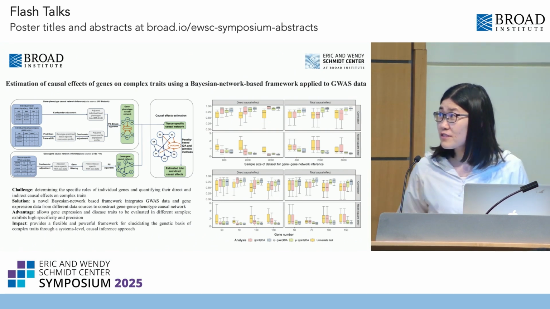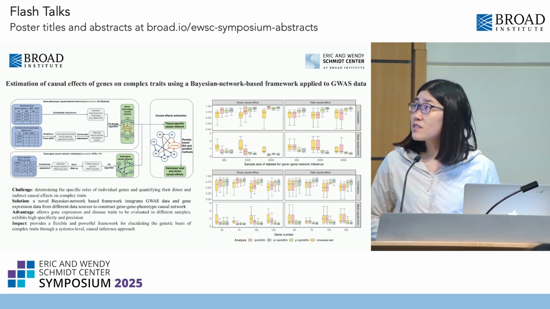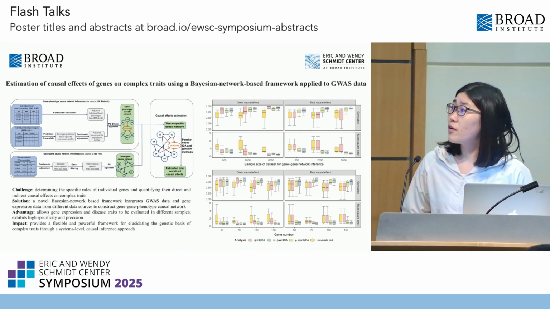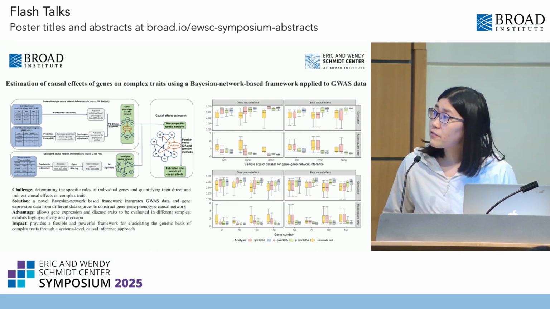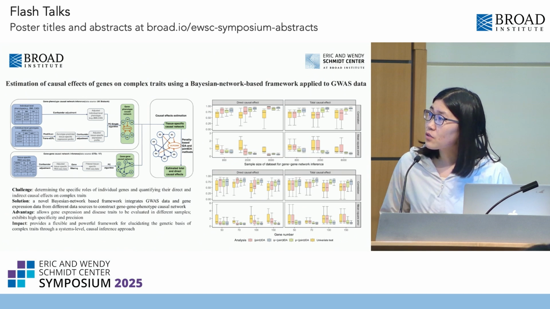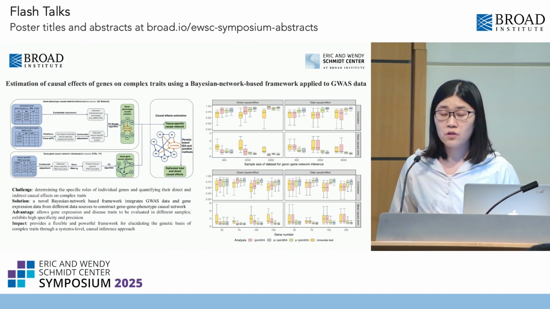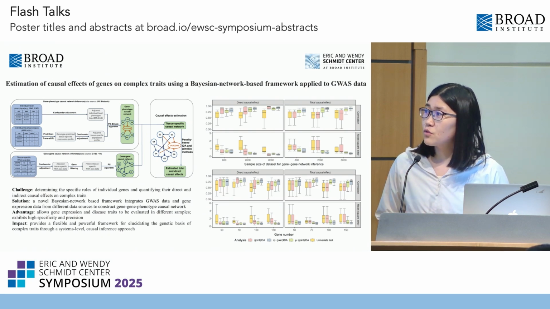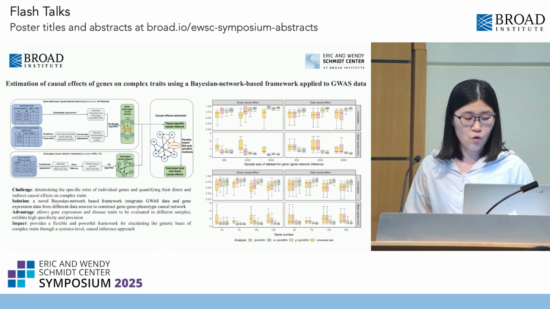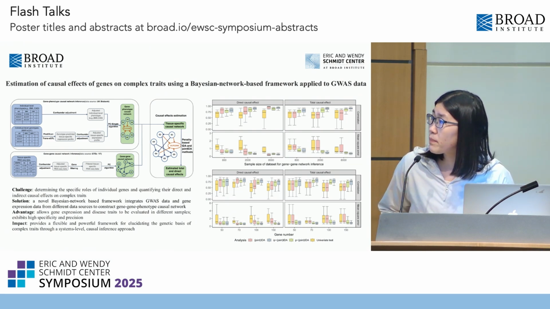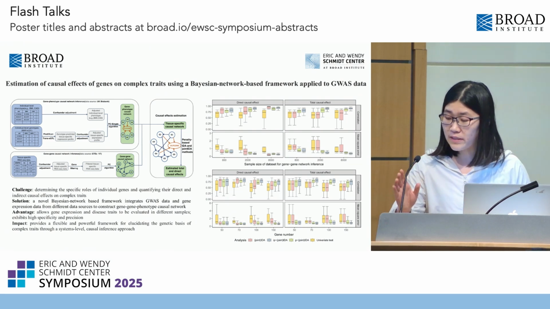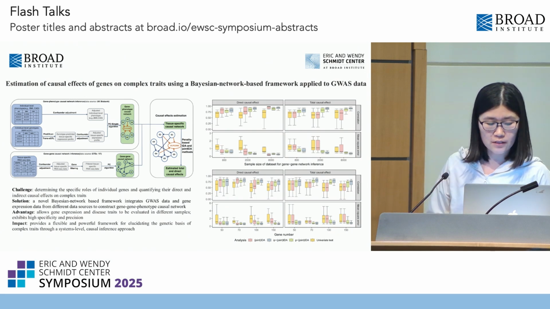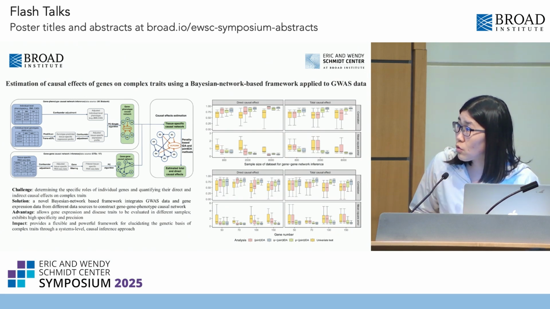Hi everyone, I'm a first-year postdoc fellow at the Eric and Wendy Schmidt Center. Qualifying and quantifying the exact role of individual genes and their direct and total causal effects on complex traits is crucial for a better understanding of the complex biological mechanisms leading to complex trait variations. So we propose a novel Bayesian network-based framework that integrates GWAS data and gene expression data from different data sources to construct the gene-gene-phenotype causal network.